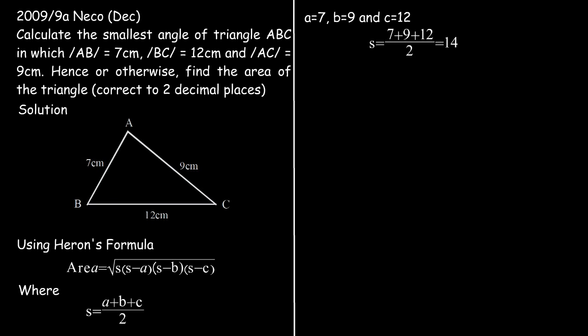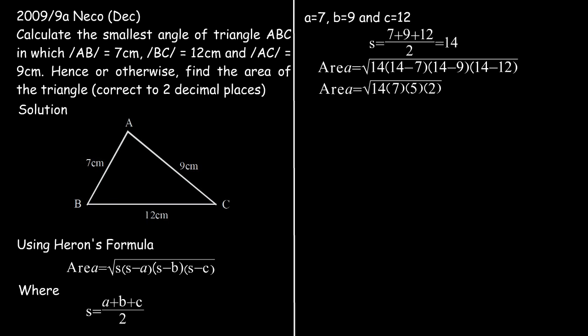Now substituting for s, a, b and c in our formula for area, area will be equal to the square root of 14 into 14 minus 7 into 14 minus 9 into 14 minus 12, which will make area equal to the square root of 14 multiplied by 7 multiplied by 5 and multiplied by 2. Multiplying the value under the square root, our area will be equal to the square root of 980, and when we find the square root of 980, area will be equal to 31.30 centimeter square.